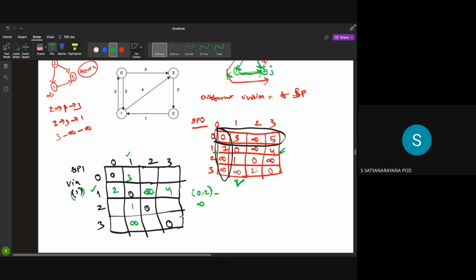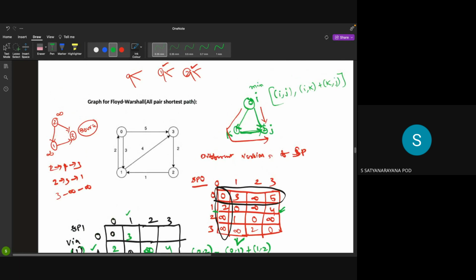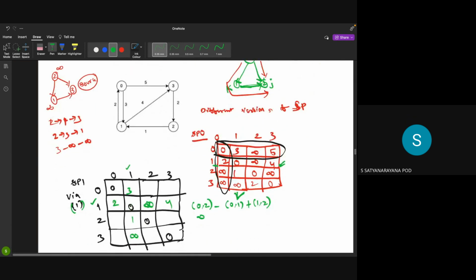So via 1 we are going. Via 1 we are going means 0 to 1 plus 1 to 2. Is it right? Yes, sir. Already we know this one, i to j direct one, i to k plus k to j. So what is this k? Via 1 is the k.